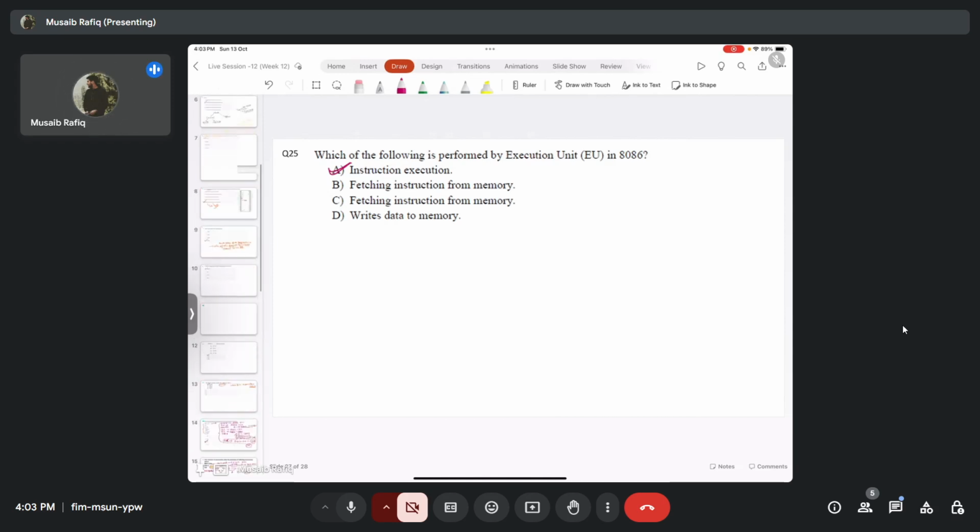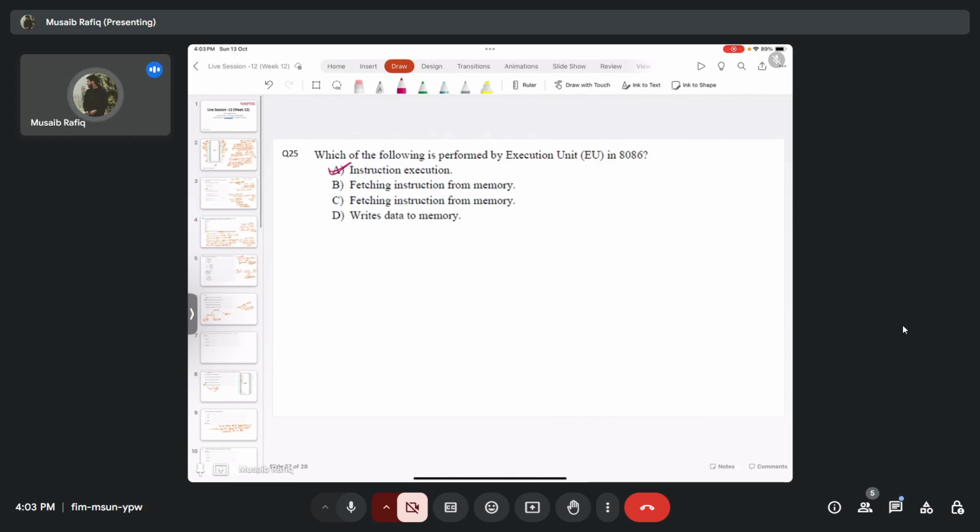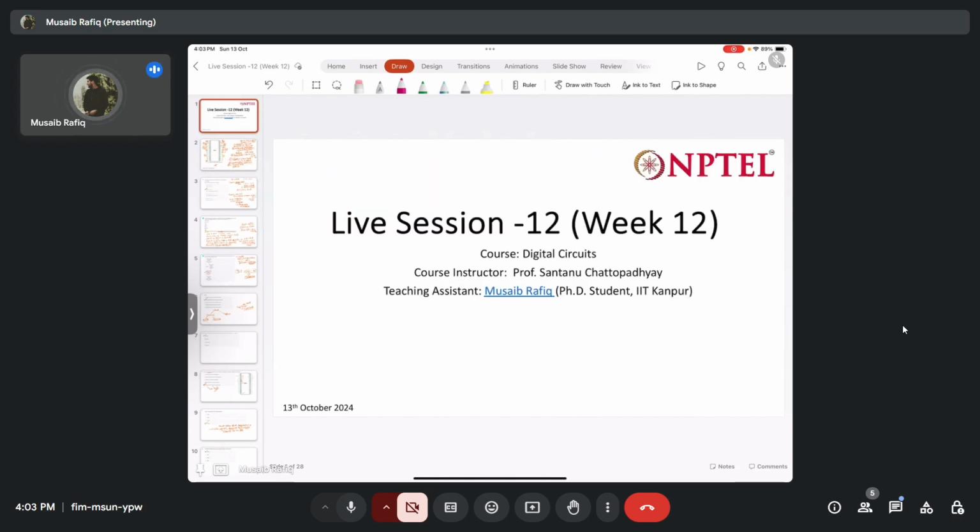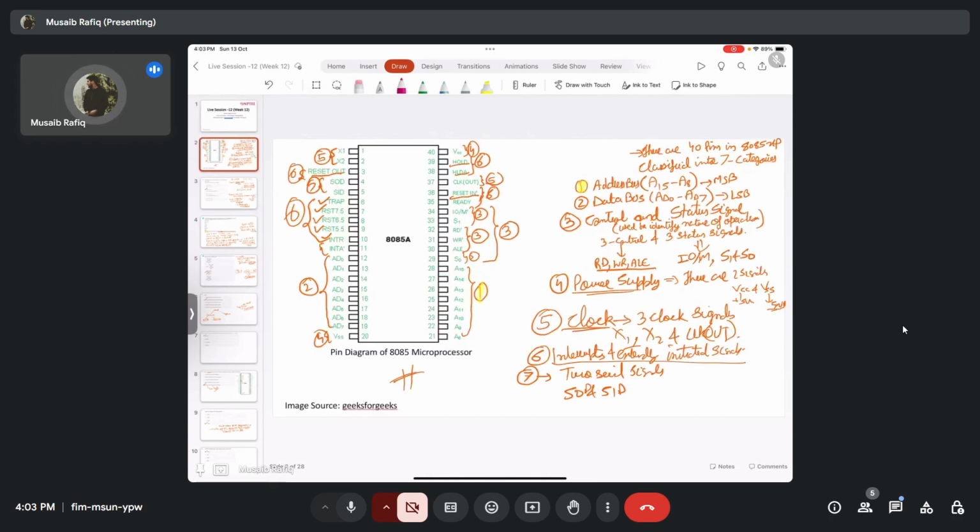I'll just go over things briefly since we still have some time. If there are any doubts, I'll briefly go over a couple of problems from the start of the live session. At the start, we had a brief overview of the pin diagrams. We saw that there are 40 pins in the 8085 microprocessor, which are classified into 7 categories. I won't dive into details right now.